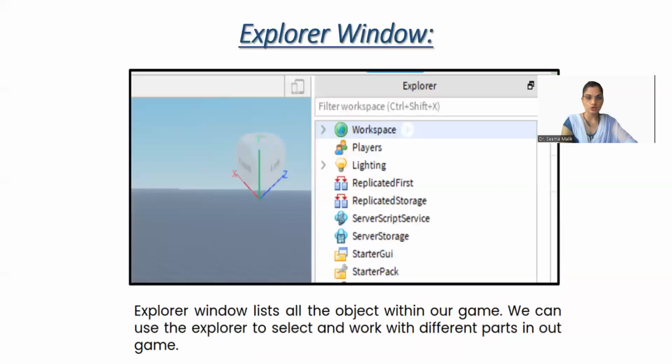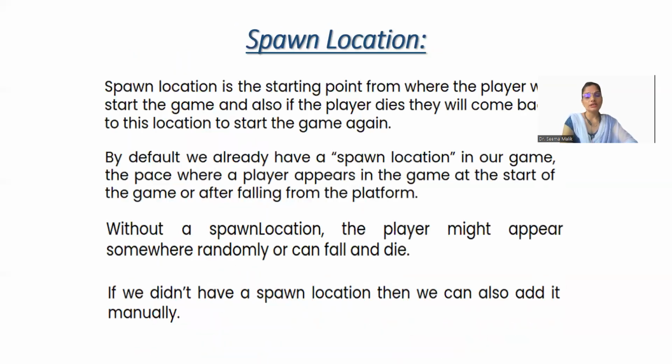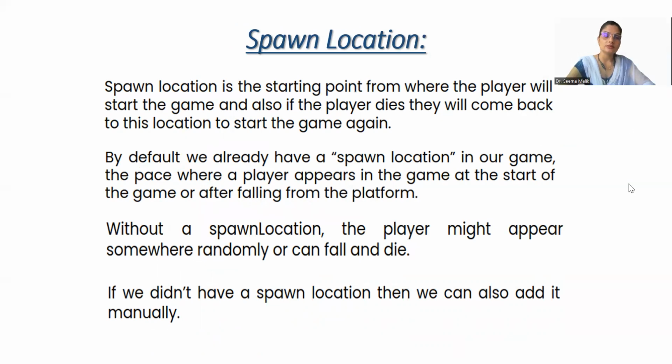So let me show you your base plate. This is your spawn location. The flower shaped part is your spawn location. So this is some detail about your spawn location. Your spawn location is the starting point from where the player will start the game. And also if the player dies, they will come back to this location to start the game again.